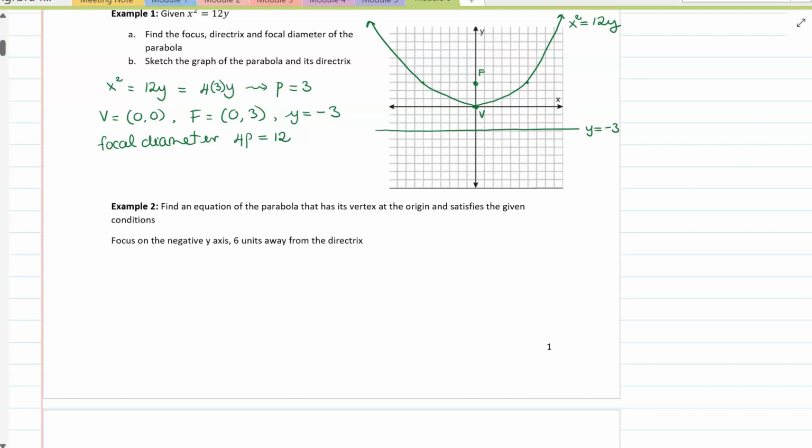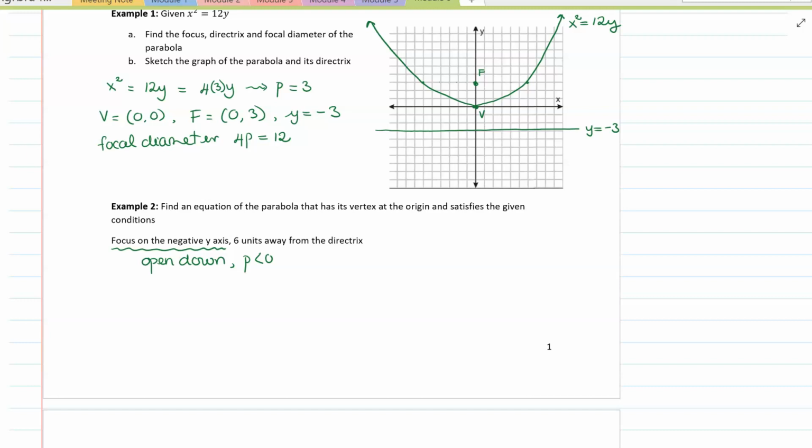Next, we want to find an equation of the parabola that has its vertex at the origin and satisfies the given condition: the focus is on the negative y-axis. If the focus is on the negative y-axis, this tells you that the parabola opens down and p is negative.